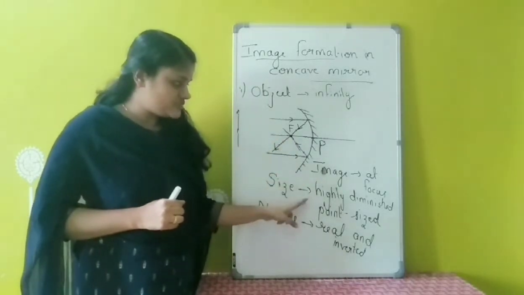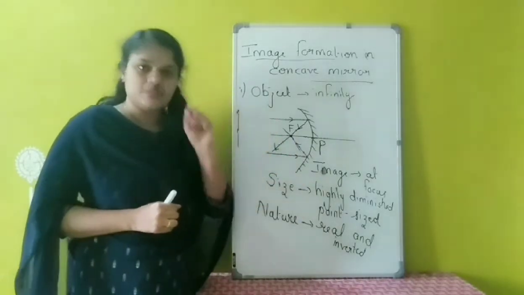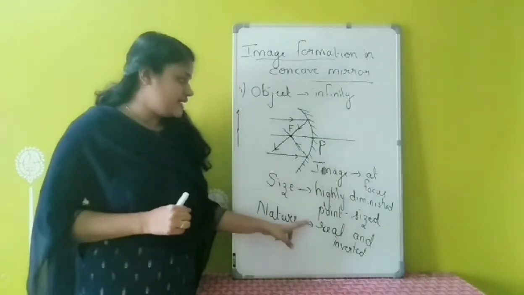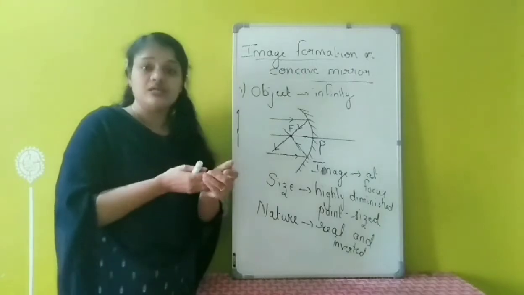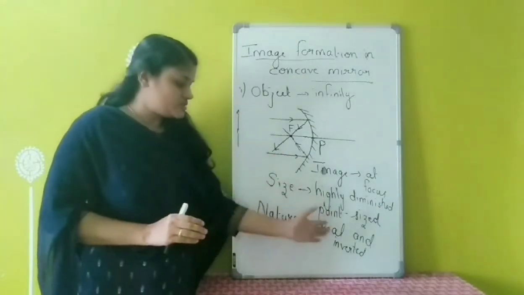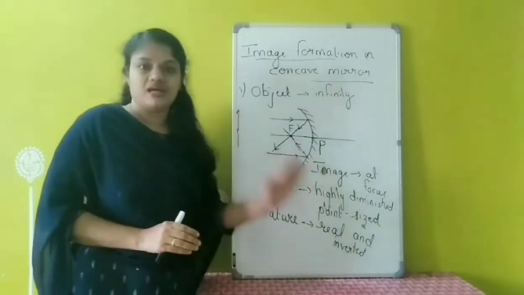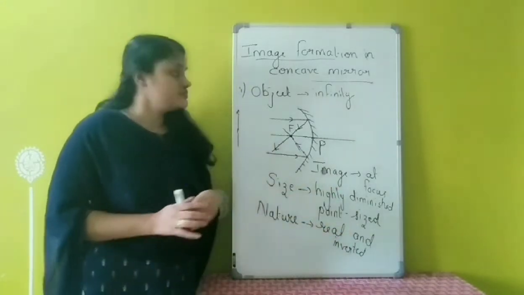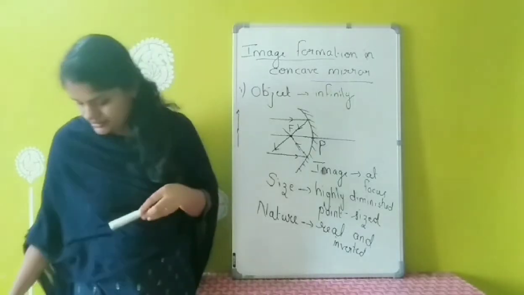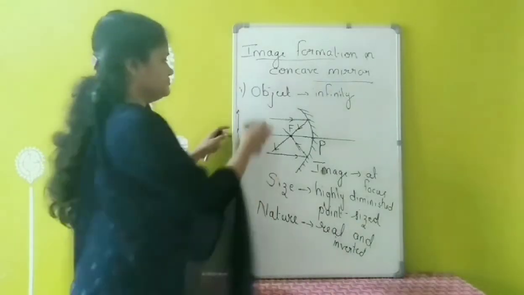So what about the size of the image? Highly diminished, point size image we are getting, very small image. And nature of the image is real and inverted. That means the light rays are actually meeting there, so it is a real image. Always, all the real images are inverted also, as I told you in the last video. So this is the first case. Then we can go for the second one.